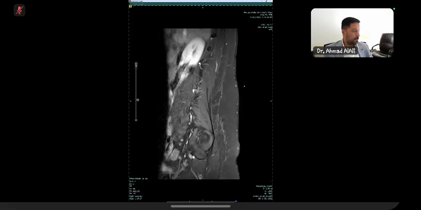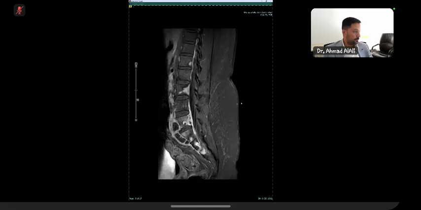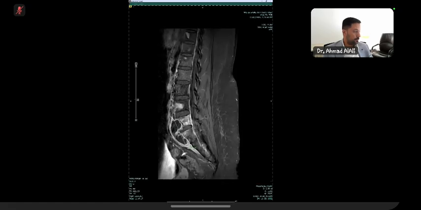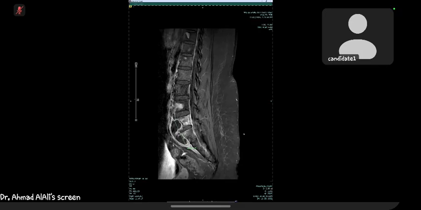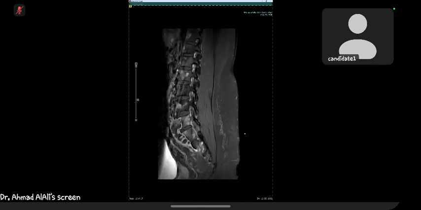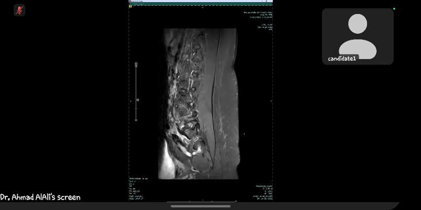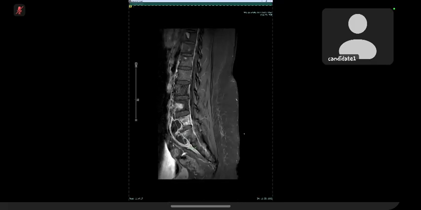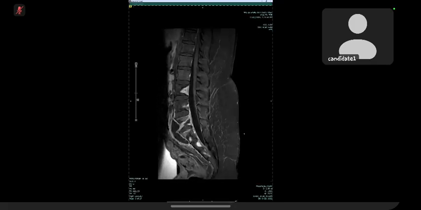These are the post contrast images. On the post contrast images, there is peripheral enhancement, so that is suggestive of abscess formation. And there is multiple level involvement of the vertebral bodies.